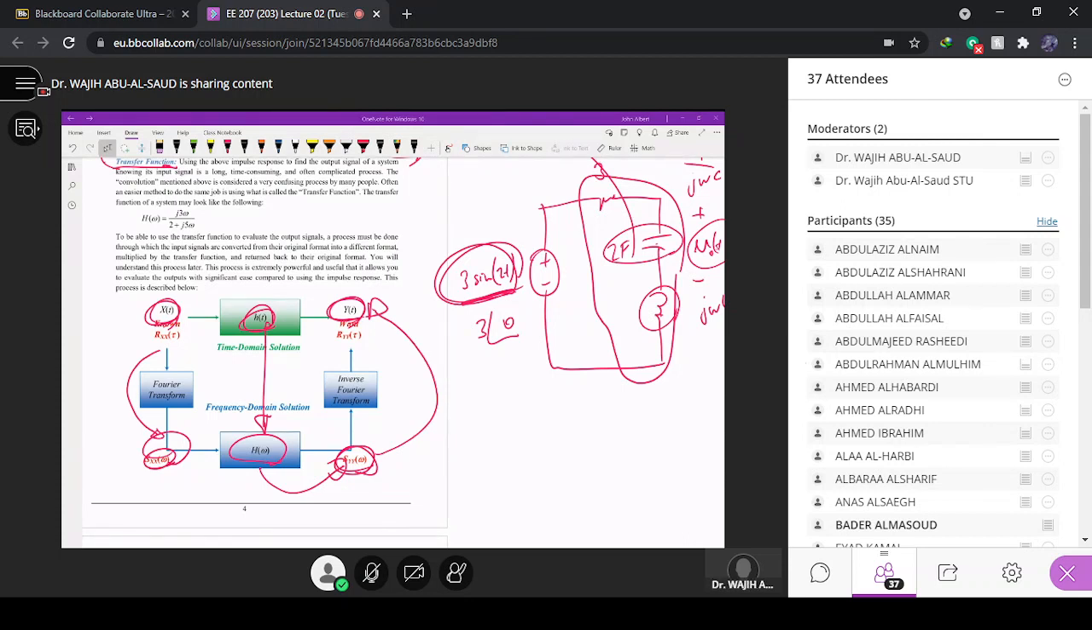Okay, I think you had a comment? Yes, Doctor. I just wanted to ask about the method that you have just mentioned. You have said that it is easier than the previous method, which is the convolution, as I remember. Yes.